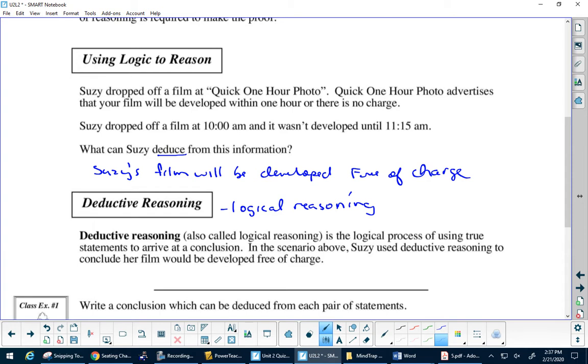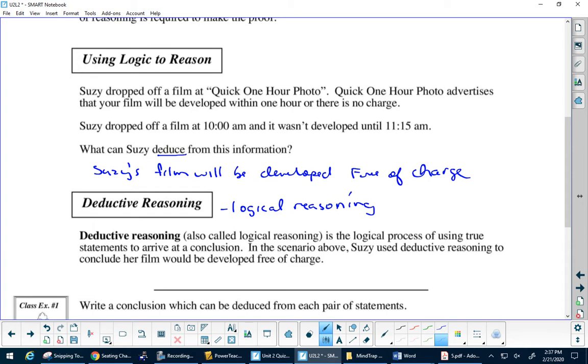Like, if your parents say, don't touch the stove, it's hot. I guess they could say, okay, when the stove is on, it's hot. And when you touch hot stuff, it really hurts. And then you would go, I shouldn't touch the stove. That's deductive reasoning.